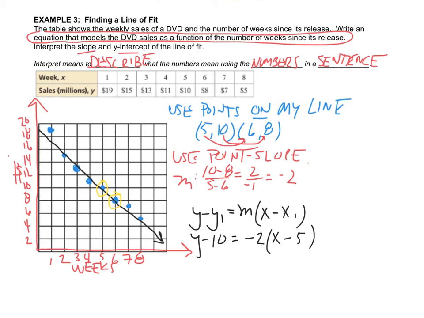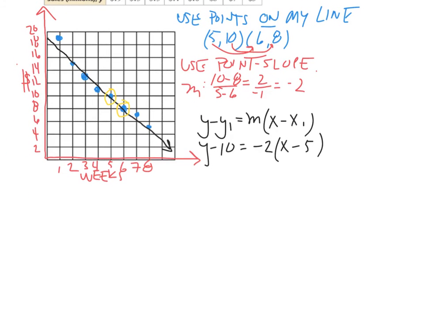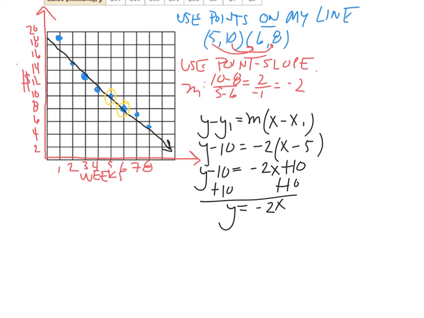Now I'm just going to simply solve this, which I could in theory leave. Most of the time we want to see it all the way done out. So y minus 10 is -2x plus 10. I'm going to add 10 to both sides to solve for y, which will turn this now into slope-intercept form: y = -2x + 20.